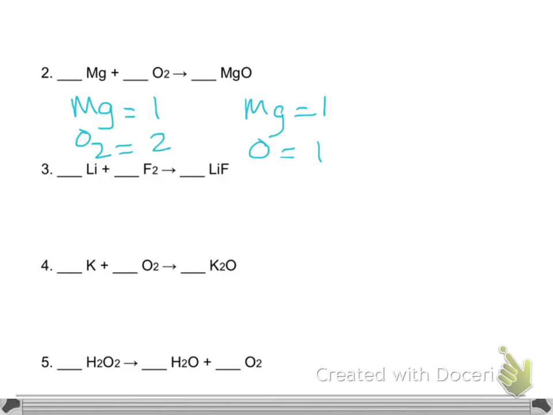We have to get 2 oxygens. So to do that, we're going to put a 2 up there in front of the magnesium oxide. We distribute the 2 out. So we have 2 magnesium now, and we have 2 oxygen. So now we have 2 here and 2 here, but we have to figure out what to do here. Easiest thing to do is put a 2 in front of that magnesium. Now we have 2 magnesium, 2 magnesium, 2 oxygen, 2 oxygen, balanced.